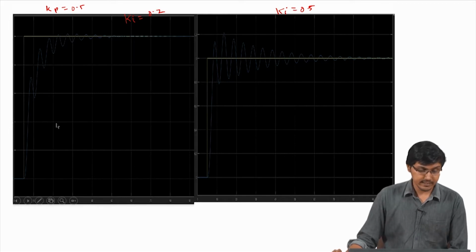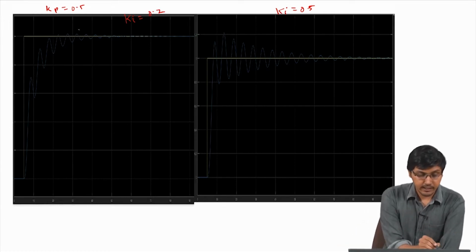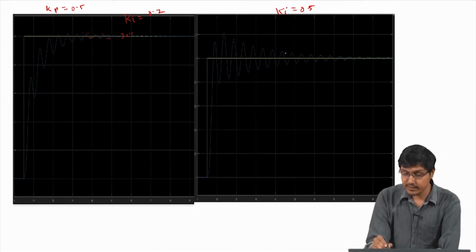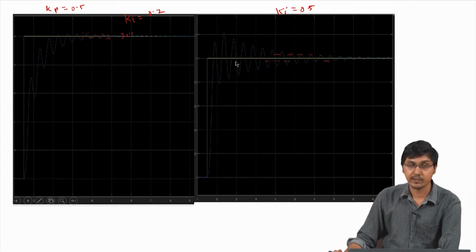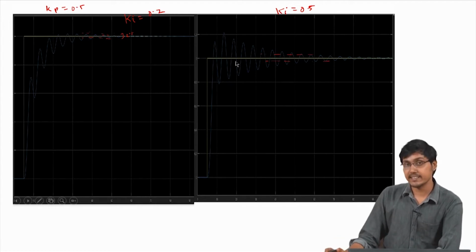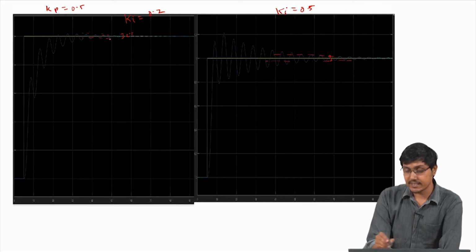What are the things that we can see here? First, for this first graph, when Ki was lesser, it went into a particular range, let us assume this is 2%, quite sooner than this one. If you draw the same 2% here, because it is 2% of the same final value, and in both cases the final value is 1, because it is going to eliminate the steady state error, so there is no offset. Within this 2% range, this goes faster than this one.